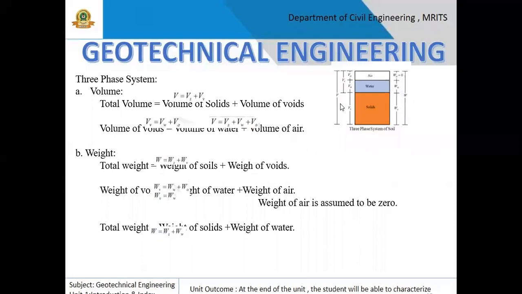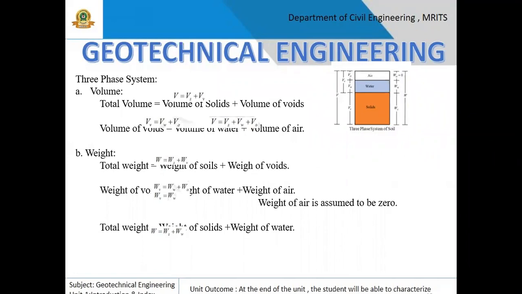So this is what we have given here. Total volume will always be equal to volume of solids plus volume of voids. So volume of solids is denoted by Vs, and volume of voids is denoted by Vv, which can further be written as volume of water plus volume of air. So total volume is equal to Vs plus Vw plus Va.